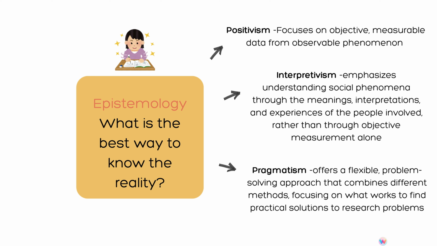Now, positivism focuses on objective, measurable data, right? So we are really focused on what can be measured from observable phenomena. Whereas interpretivism looks at it through different lenses, understanding social phenomena through the meaning, interpretation, and experiences of the people involved, rather than through objective measurements alone. So you might ask different questions.